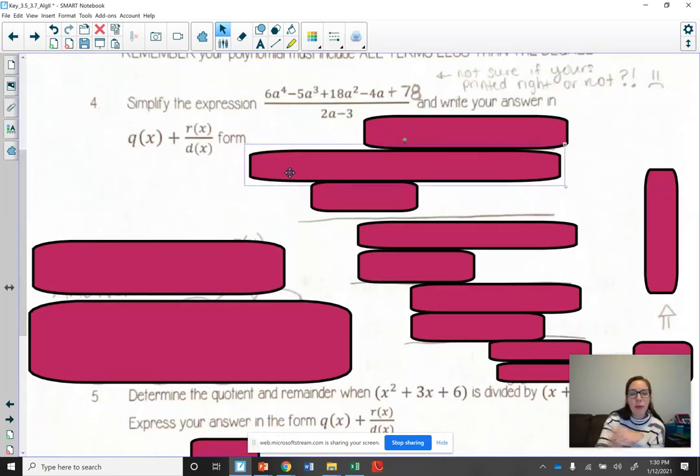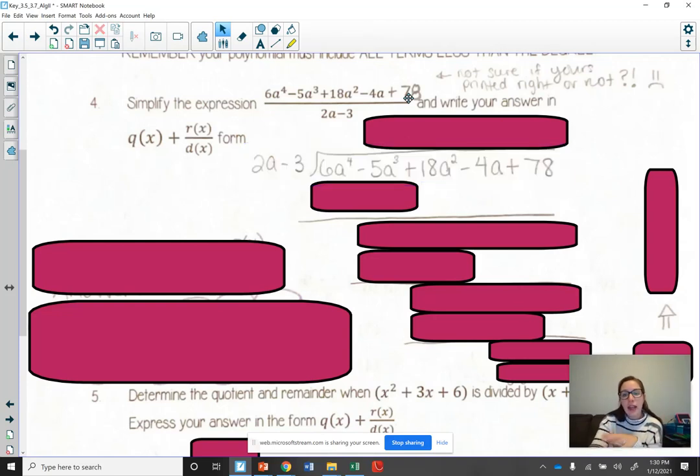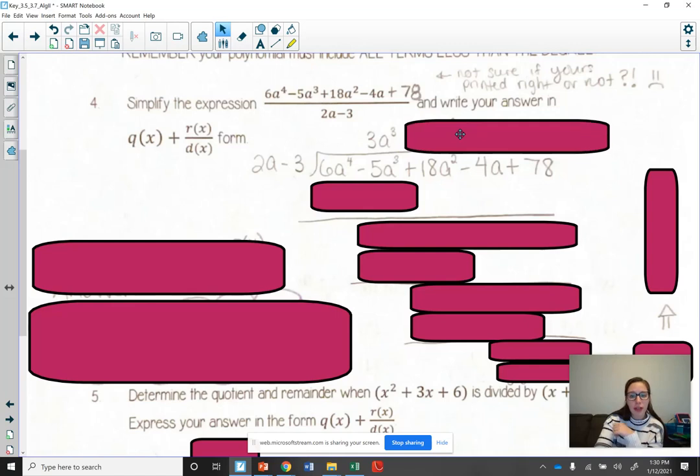So we start, remember, by writing the numerator on the inside, and the denominator is what you're dividing by. That goes on the outside. 6a to the 4th, you start with the first term, divided by 2a, the first term on the outside, is 3a to the 3rd, okay? So now you take that 3a to the 3rd and you multiply again. We just divided to get it, so you remultiply. You know you're going to end up with that same 6a to the 4th.